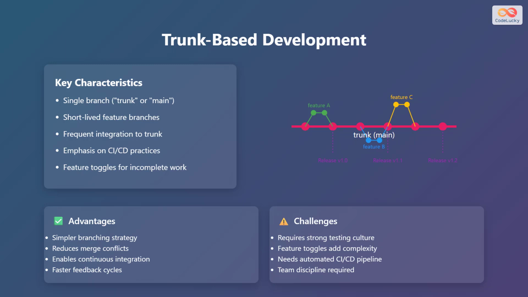incomplete work. Now let's compare some advantages and challenges. The advantages are simpler branching strategy, reduces merge conflicts, enables continuous integration, and has faster feedback cycles. The challenges are it requires a strong testing culture, feature toggles add complexity, it needs an automated CI/CD pipeline, and team discipline is required.